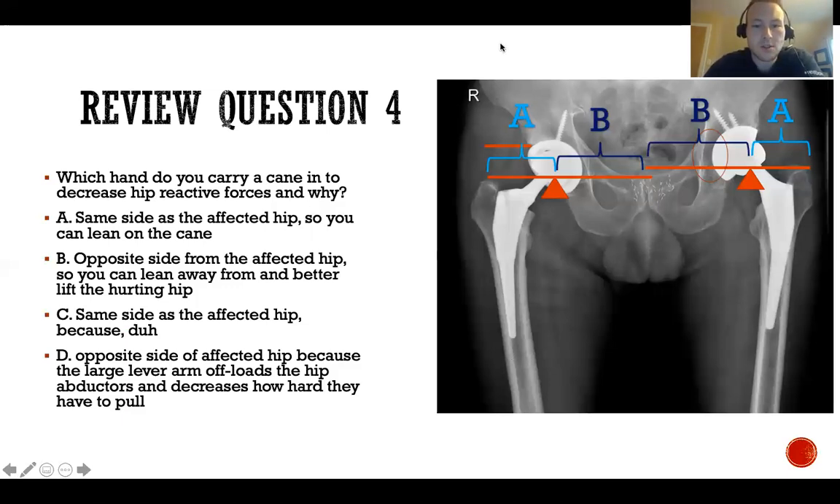in which hand would you advise a patient who has hip arthritis to carry their cane in order to decrease the hip reactive forces, and why would you do that? Is it A, carry it in the same side as the affected hip so that you can lean over on the cane, or B, in the opposite side of the affected hip so you can lean away from it and better lift up the hurting hip? Is it C, the same side as the affected hip because, well, yeah, that just makes sense? Or is it D, the opposite side because of the larger lever arm that decreases the tension that the abductors have to generate?